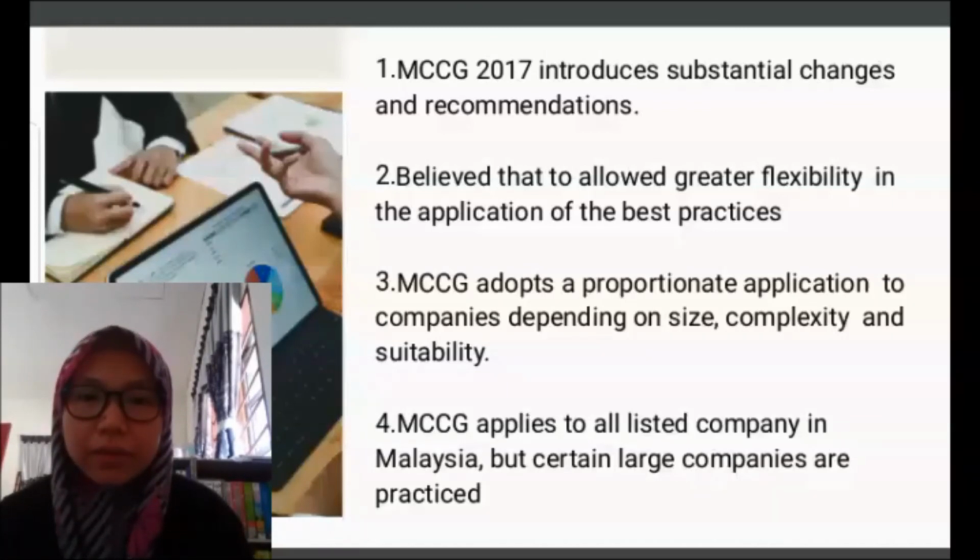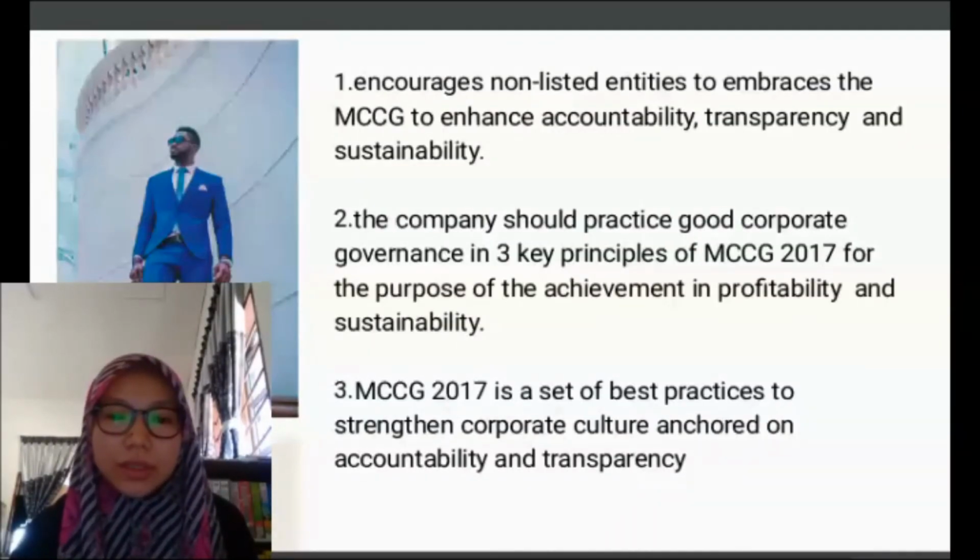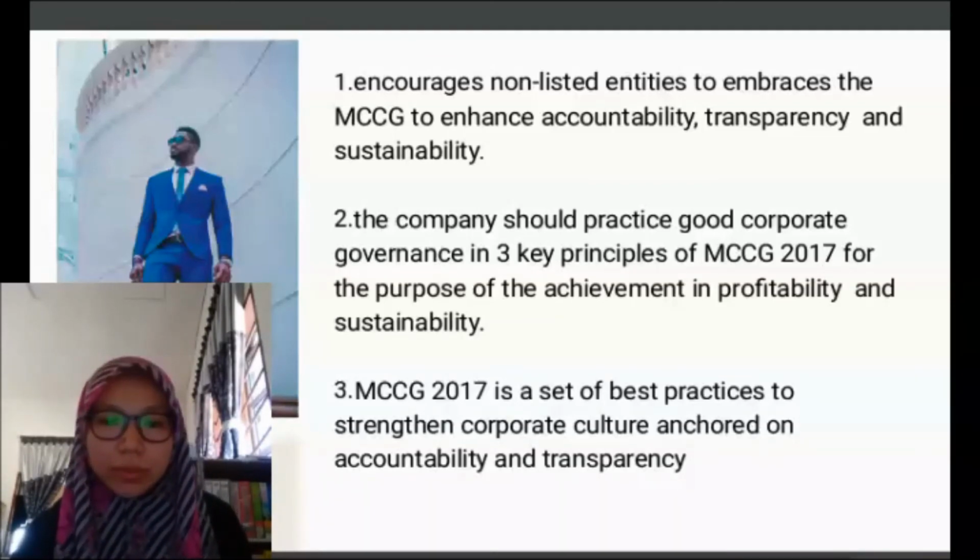Next, the MCCG also adopts a proportionate application to companies depending on size, complexity and suitability. However, the MCCG applies to all listed companies in Malaysia, but certain large companies practise it and certain companies do not. In addition, the MCCG expressly encourages non-listed entities to embrace it to enhance accountability, transparency and sustainability. Therefore, the company should practise good corporate governance in the three key principles of MCCG 2017, which set out the intended outcome together with recommended practices.